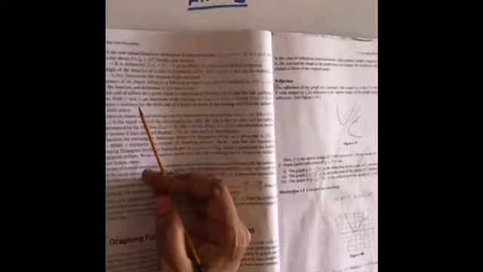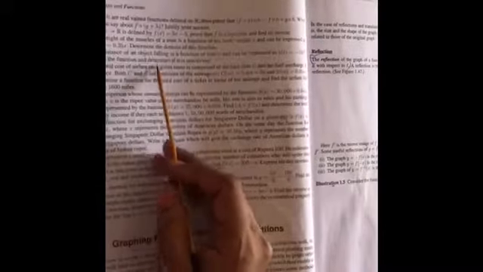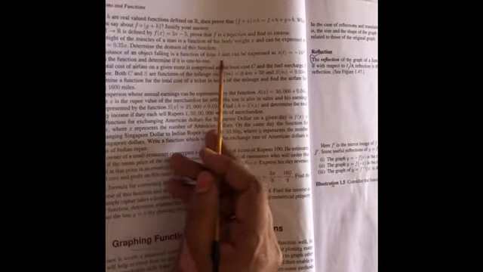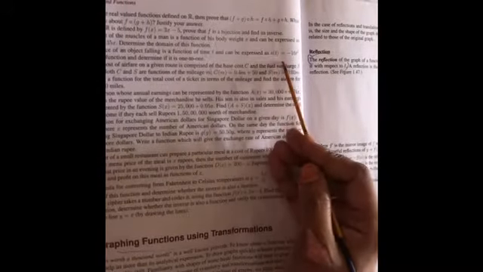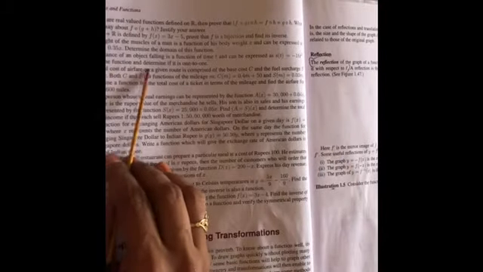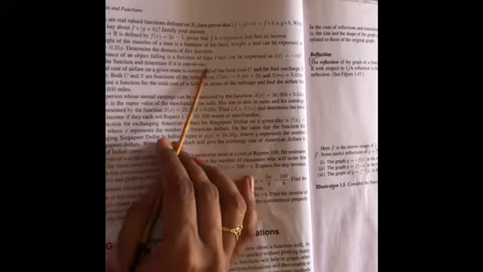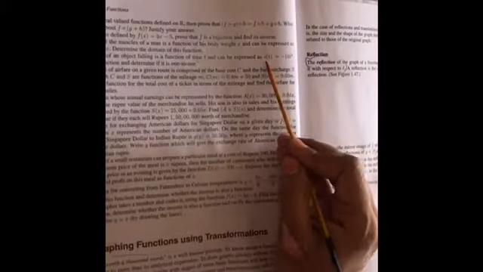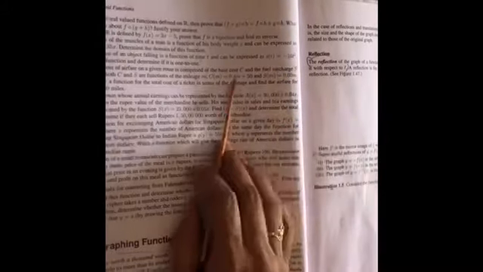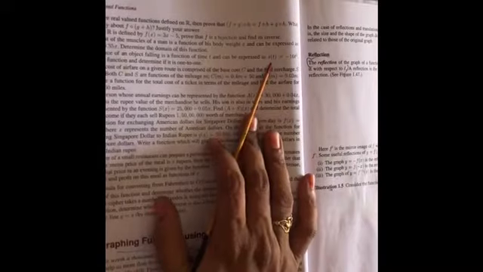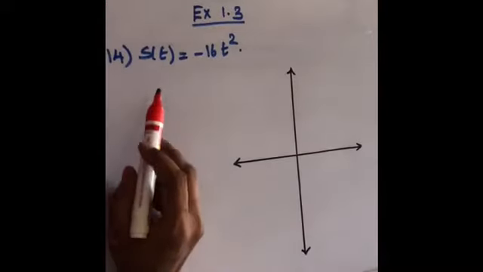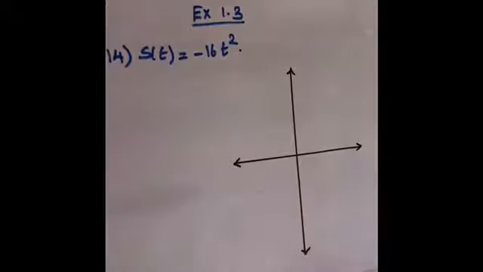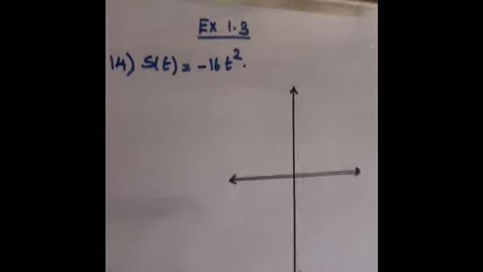14th one. The distance of an object falling is a function of time and can be expressed as s of t is equal to minus 16t square. Graph the function and determine if it is 1 to 1. The function given here is s of t is equal to minus 16t square, and we have to graph the function.